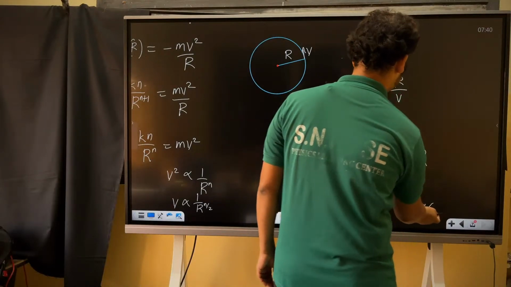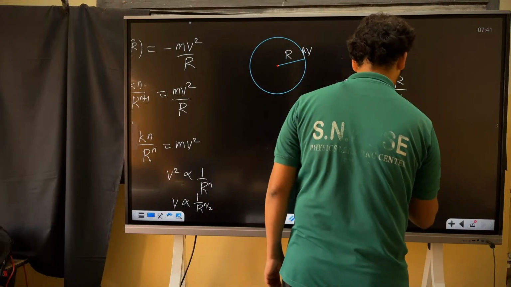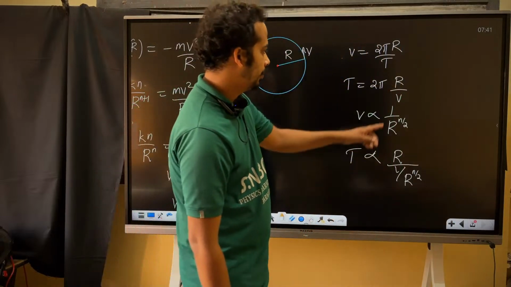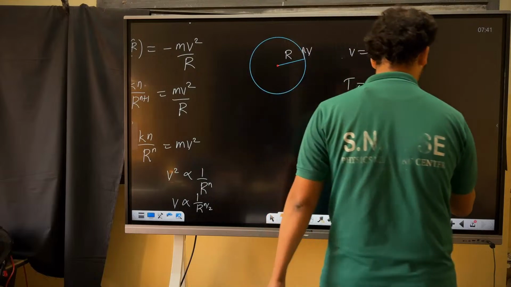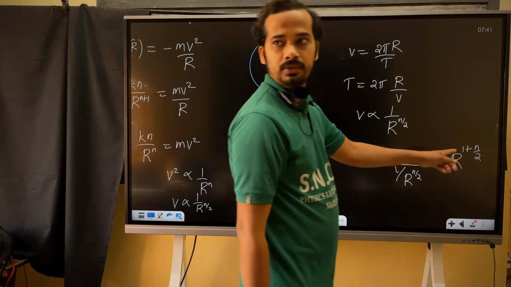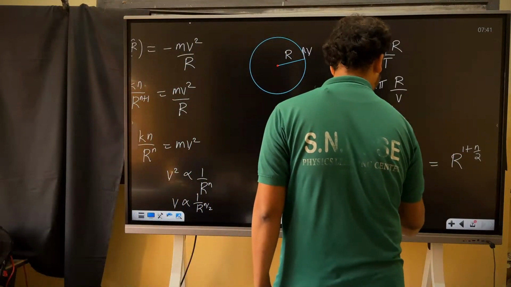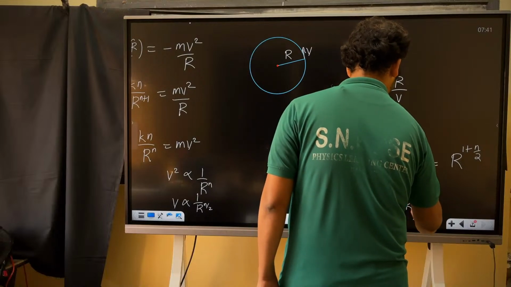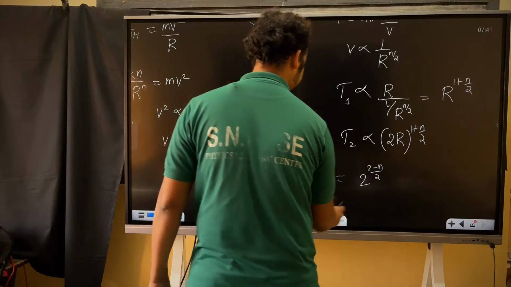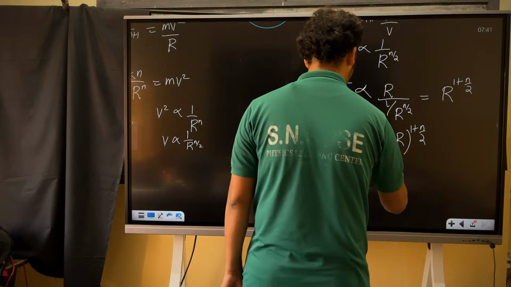That means r divided by 1 by r power n by 2, isn't it? V was proportional to 1 by r power n by 2. So that's why it is equal to r power 1 plus n by 2. Fine. Suppose if I take this one as T1, then T2 is proportional to 2r power 1 plus n by 2. What is T2 by T1? 2 power 1 plus n by 2.